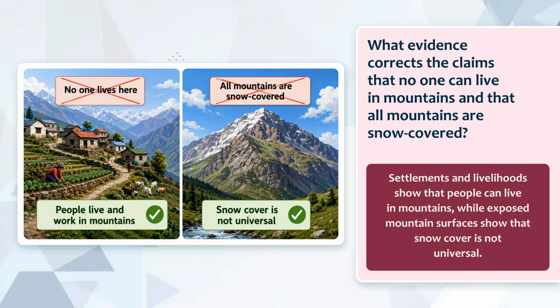Settlements and livelihoods show that people can live in mountains, while exposed mountain surfaces show that snow cover is not universal. Each claim is corrected by visible evidence. Next, we will combine mountain shape, water, altitude, slope, and livelihood clues in 1 evidence-based task.